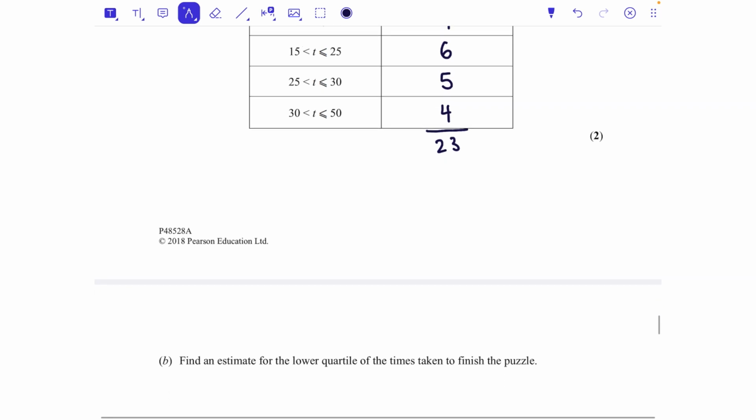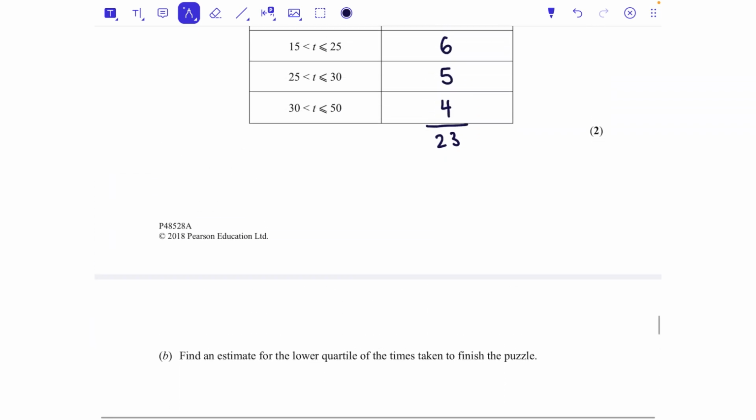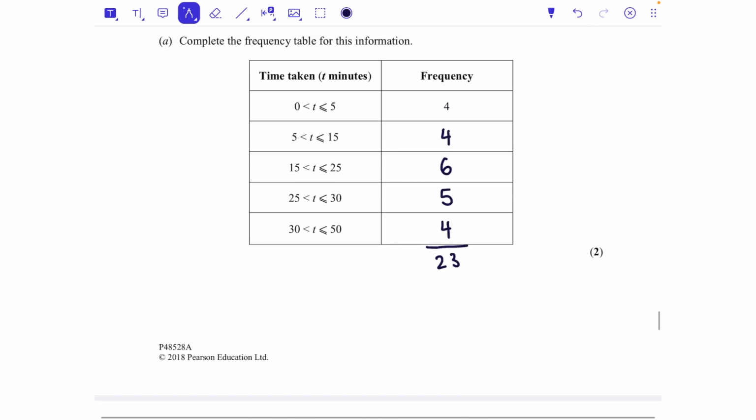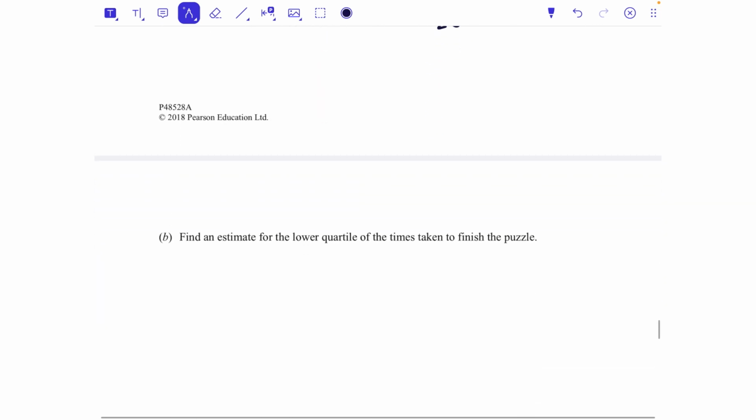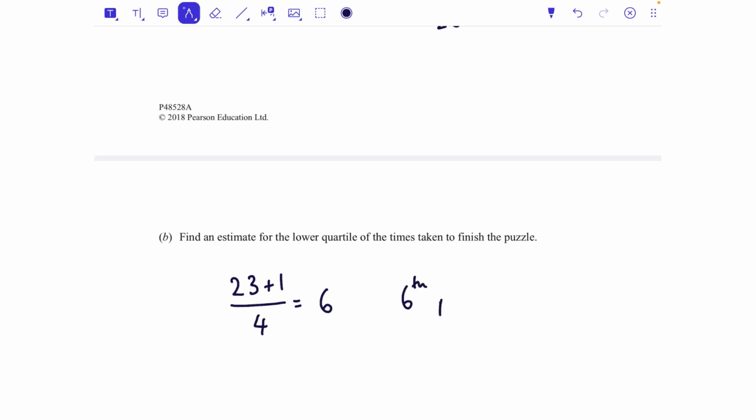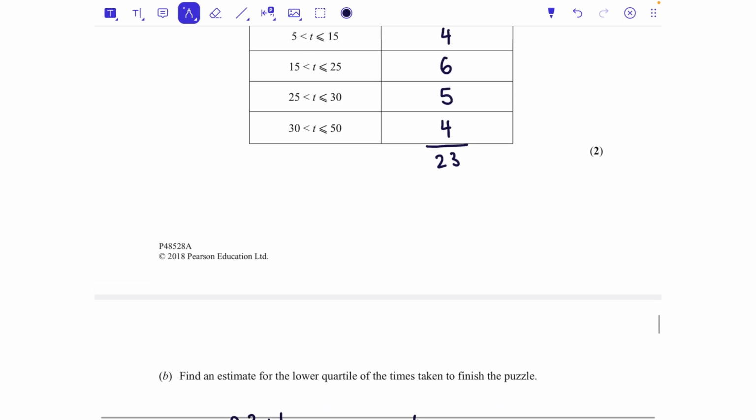Now if I want to know where the lower quartile is, I would add 1 and divide by 4. For the median, we would add 1 and divide by 2. But for the lower quartile, I'm going to add 1 and divide by 4. So 23, add 1, divided by 4, gives me 6. So I'm looking for the 6th person. Where is the 6th person and what is their time?